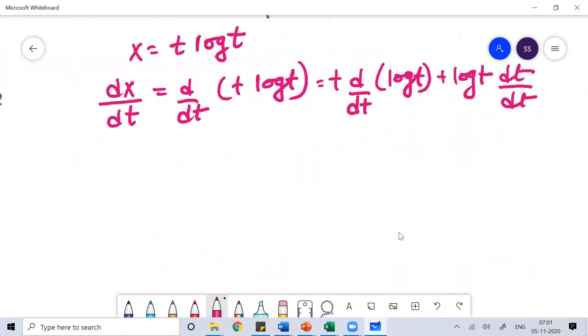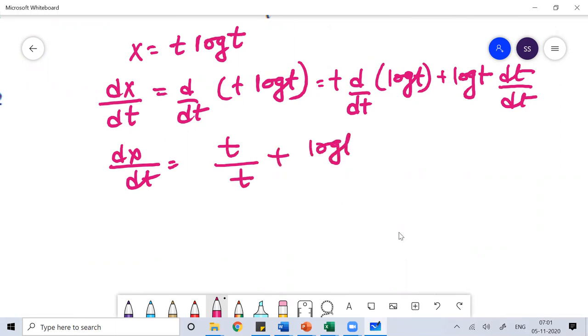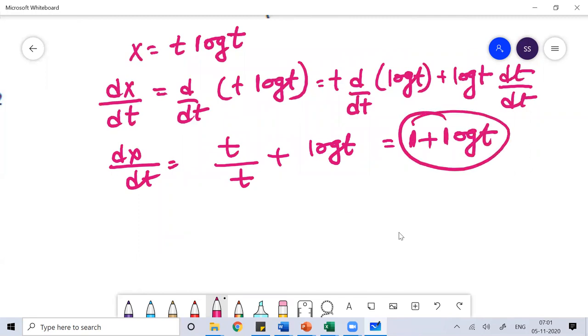So here dx by dt is equal to t into 1 by t plus log t. This is 1 plus log t. This is the differentiation, dx by dt, that is 1 plus log t.